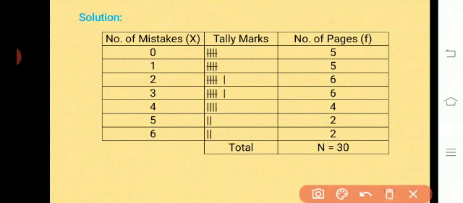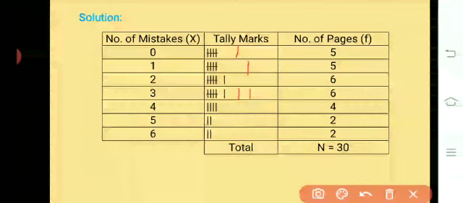Now in the data, the first observation is 0, so in front of 0 we have to give 1 tally mark. Then the second observation is 1, here 1 comes. Then the next observation is 3, so in front of 3 we have to give another tally mark. Again the next observation is 3, so one more tally in front of 3.